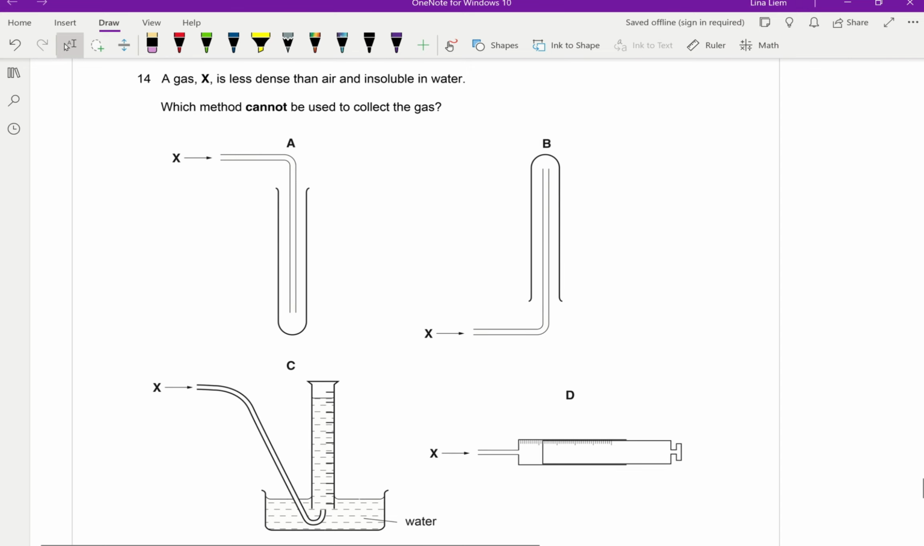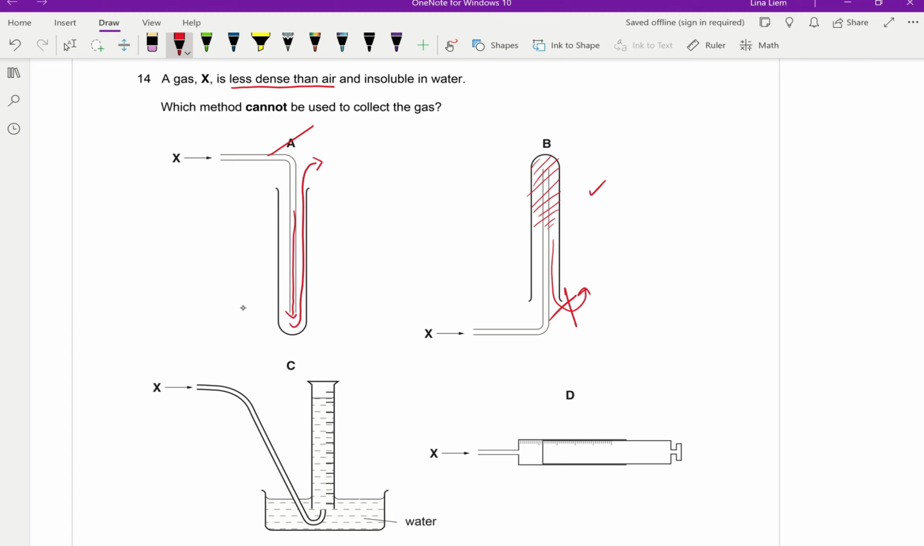Question 14. A gas X is less dense than air and insoluble in water. Which method cannot be used to collect the gas? Less dense than air means it will float above air, and so A cannot be used because if you deliver the gas down here, the gas will just float and escape from the top. B can be used because the gas is less dense than air, so it will remain mainly up here. It will not go down and escape. So B is a correct method.